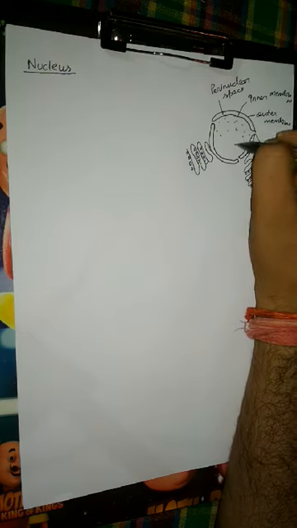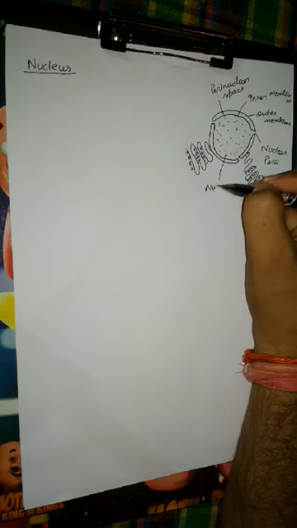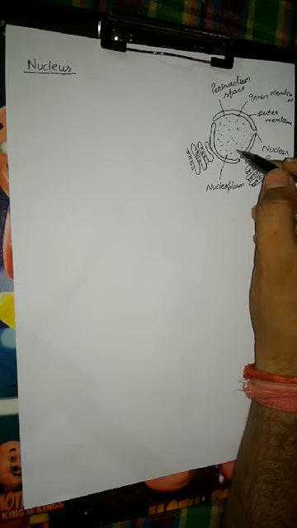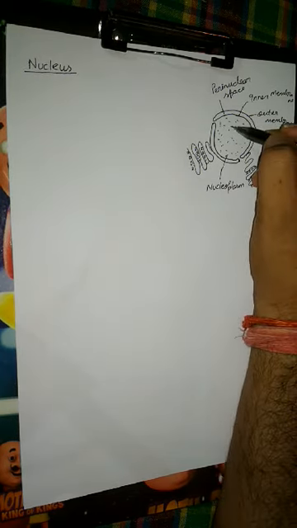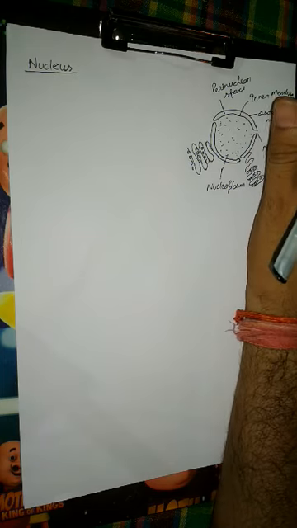Then inside the nucleus, the ground substance is there, and that ground substance is called nucleoplasm. Then inside this nucleoplasm, DNA is there. But most of the time, in the resting stage, the DNA is present in the form of chromatin. Actually, this chromatin was first observed by Fleming. Fleming is the name of a scientist.